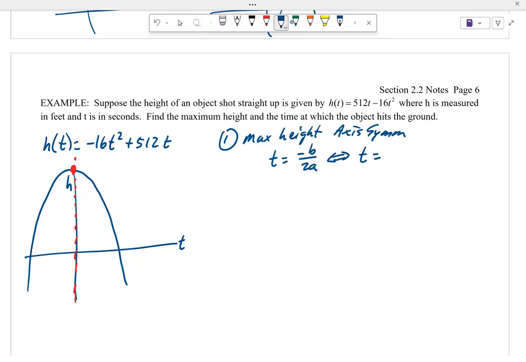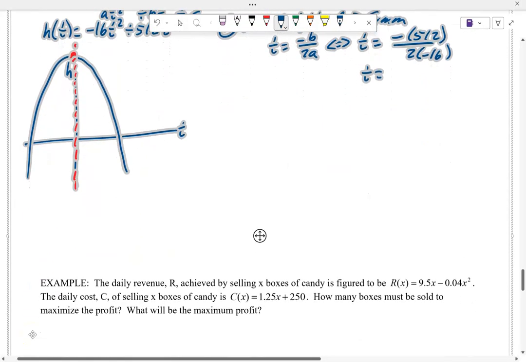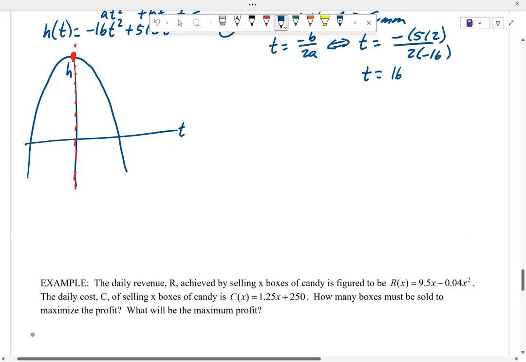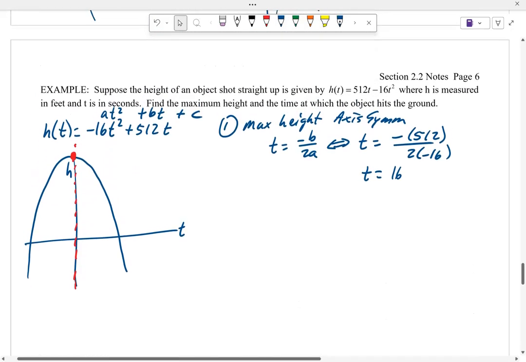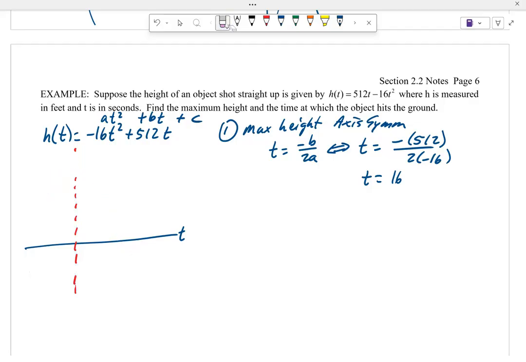So our t equals negative b, right, at squared plus bt plus c. Right, so our b here is 512 over 2 times a. So negative 512 over negative 32 ends up being 16. So I didn't draw this. Let me make this a little bit more accurate picture here.